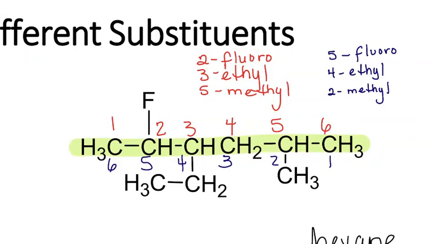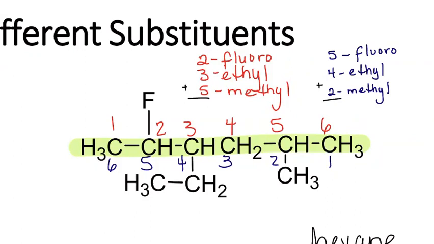So in the numbering that I gave on the red, I see that my substituents are on 2, 3, and 5. But in the blue assignment of numbering, I see that my substituents are on 5, 4, and 2. How do I determine which numbering is correct? Let me show you a trick. Add these values. The one that gives you the lowest overall is going to be the numbering.